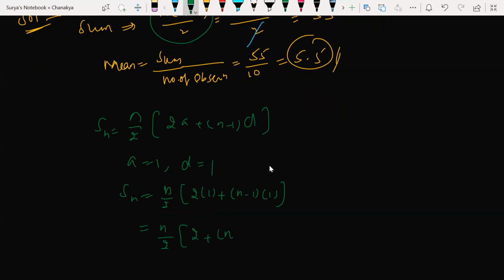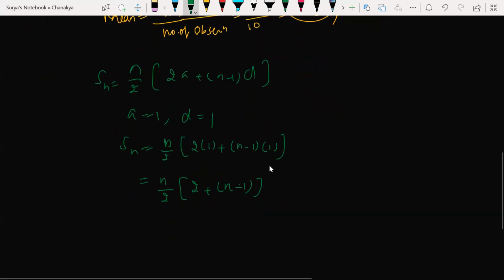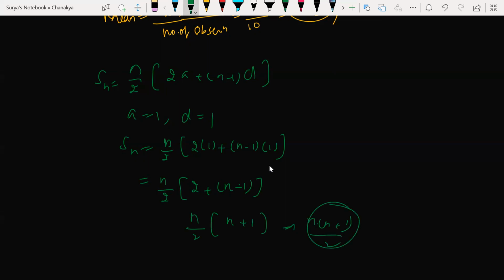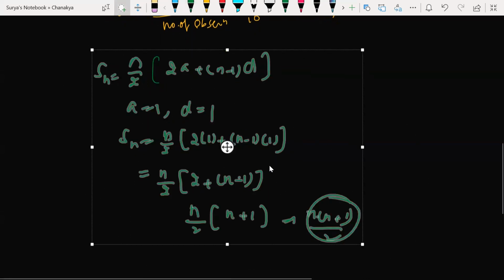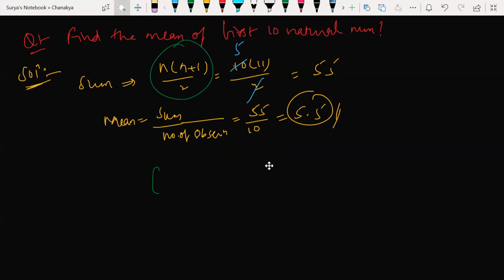n by 2 into 2 plus n minus 1. So what would you get here? Yes, sir, n by 2 into n plus 1. That is n into n plus 1 by 2. This is how you can do that. Okay, and yes, you are right, you can do it with this as well, no problem. But instead of doing all that, we can apply the direct formula. Okay, next question.